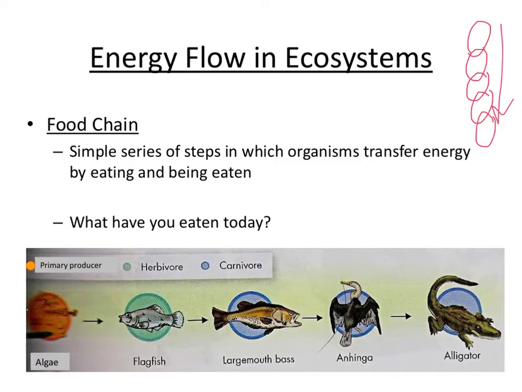In this situation, you might have a producer like algae. I apologize, that's blurry. I tried to scan it from a book. Then you would have an herbivore, or your first consumer, right here, this flagfish. Then a second consumer, largemouth bass. You'd have a third consumer, an anhinga, which is apparently some sort of bird. I don't really know what that is, but then an alligator might be our fourth level consumer. And again, these arrows are representing the flow of energy through these organisms.